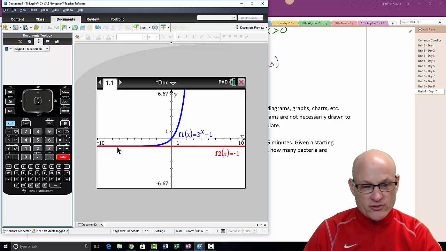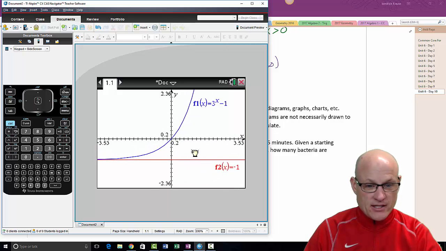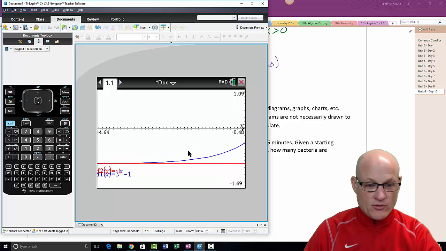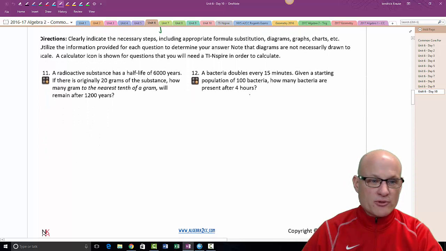There's my asymptote. Now it looks like it hits it, but remember it doesn't hit it. It gets really close. I can grab this, and you'll see that it's never going to hit it. It looks like it hits it, but as you go over there, it doesn't. All right, so that's that. Done with the multiple choice.